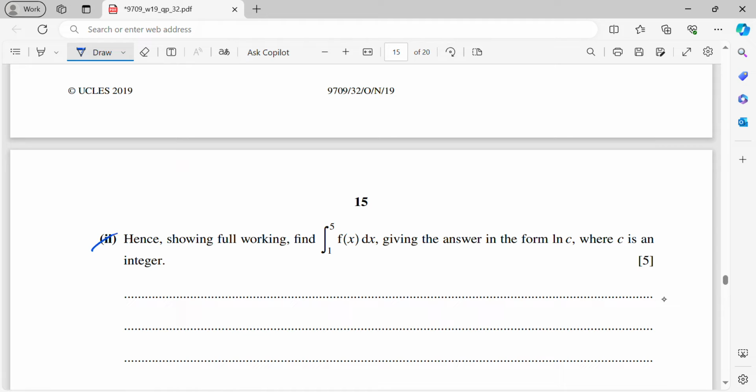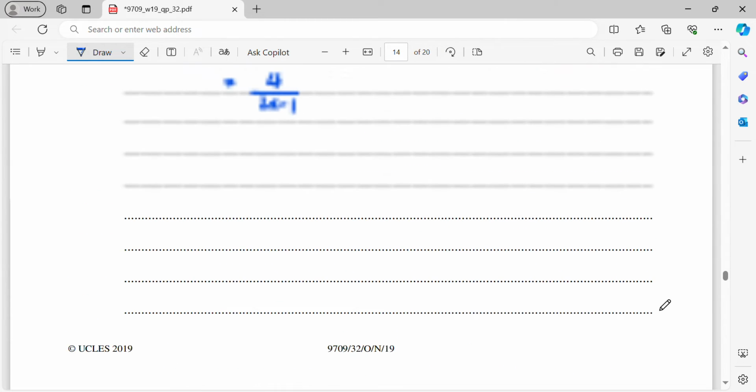Okay, part 2. "Hence" means use a previous answer. Show full working for this integration and leave your answer in the form of ln c, where c is an integer. Okay, so now integrate f(x) dx from 1 to 5. Just copy the partial fractions.